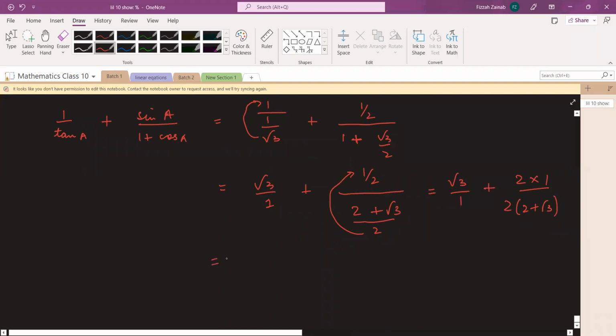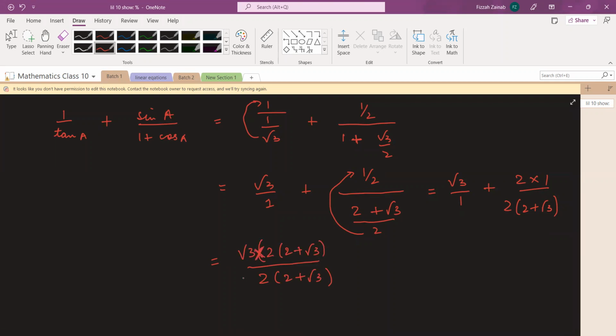Okay. Now, again, these are fractions which you are adding. So just take LCM. It will be 2 into 2 plus under root 3. Okay. Now here under root 3 will be multiplied with this 2 into 2 plus under root 3, right? You can put multiply here because multiply and then plus it will be only 2. Is that correct? Is this correct, all of you? Yes, ma'am. Okay.